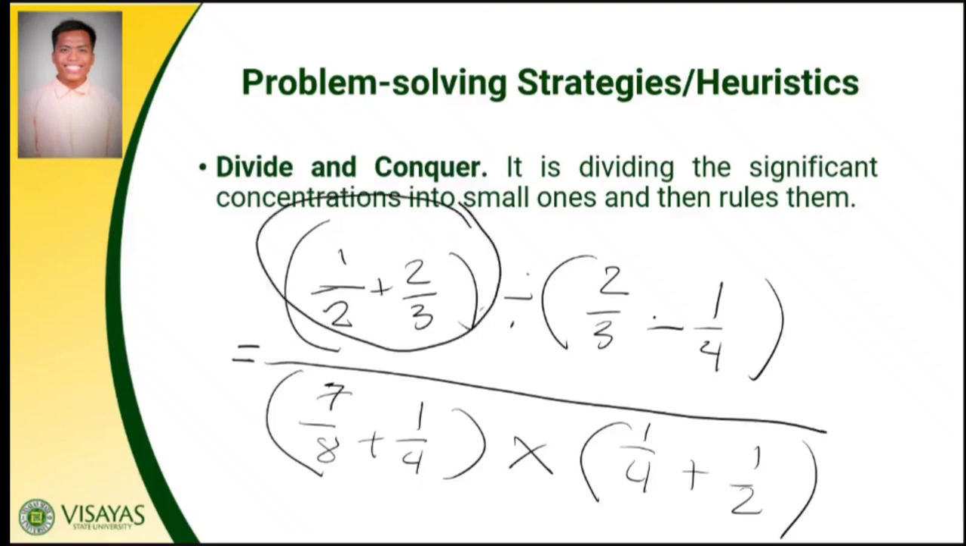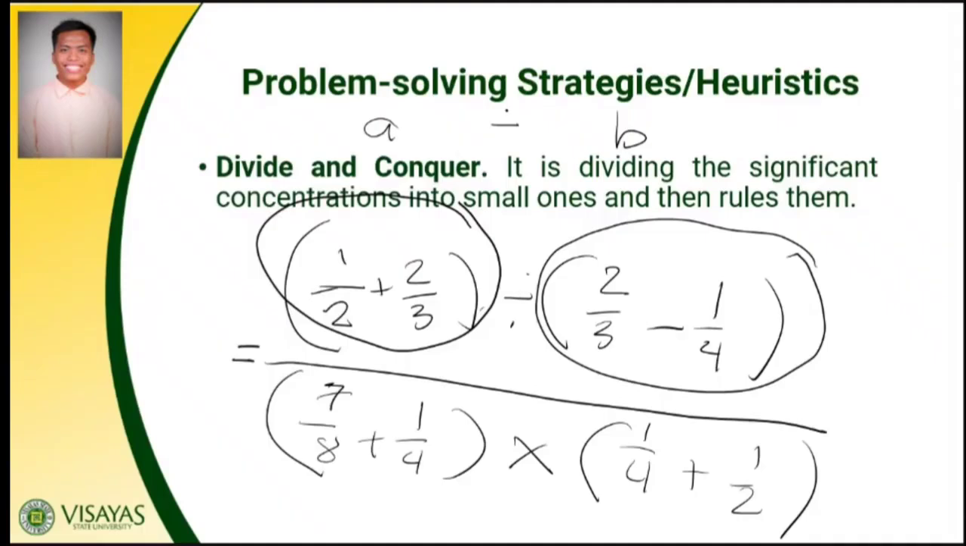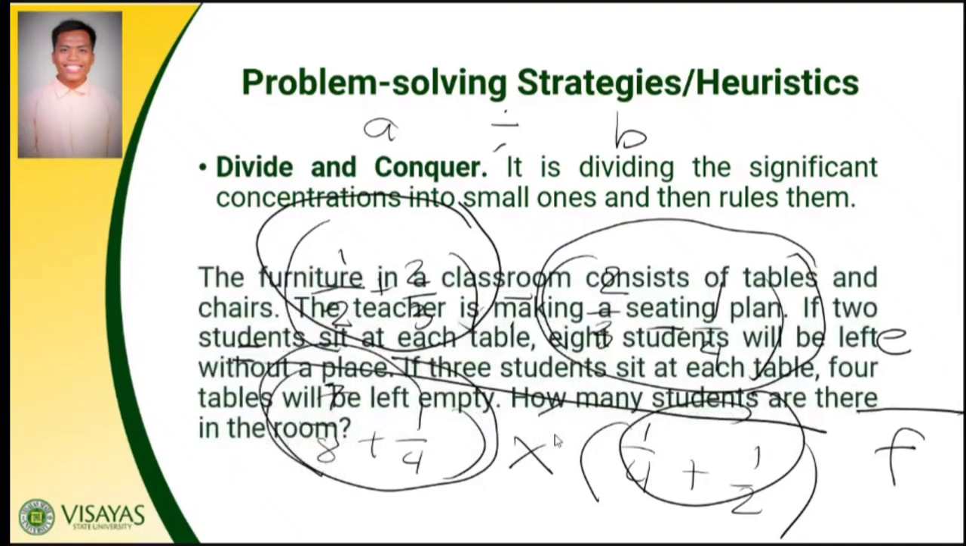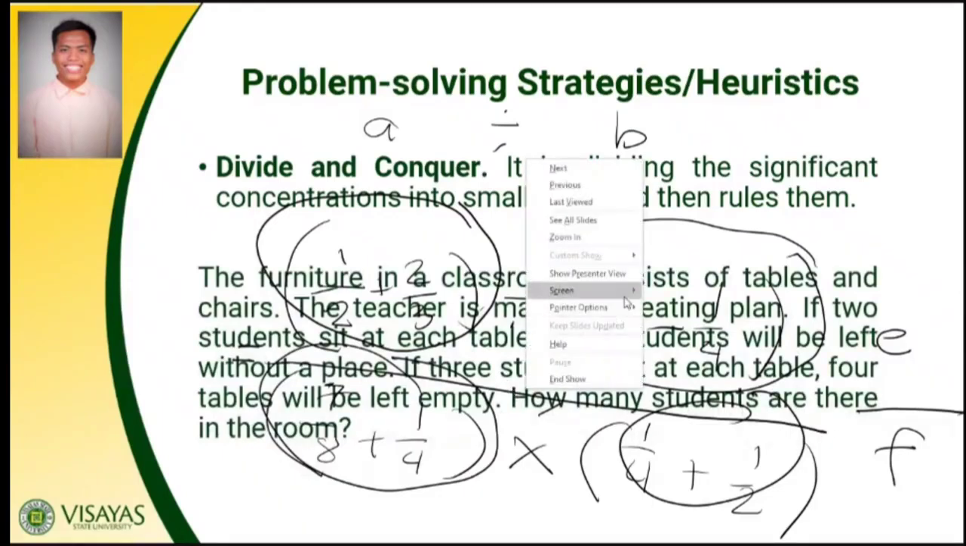So, divide and conquer means you solve it part by part. Once you have solved a part, keep it. Then solve the next. For example, the answer for A and B. Then you divide the answer of A by the answer of B. Once you have the answer in the numerator, for example this is E, you divide it by the answer in the denominator, which is F. So you look at it piece by piece. Okay? Divide and conquer. Okay? So example.